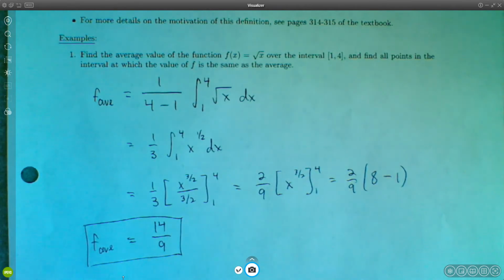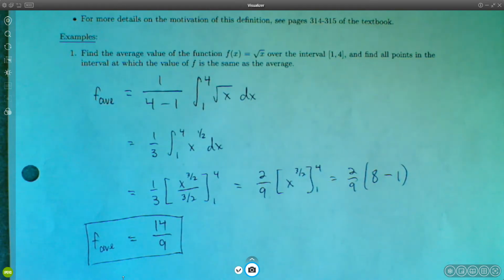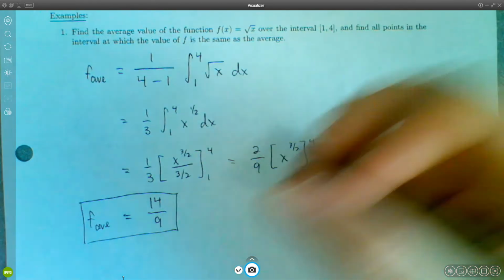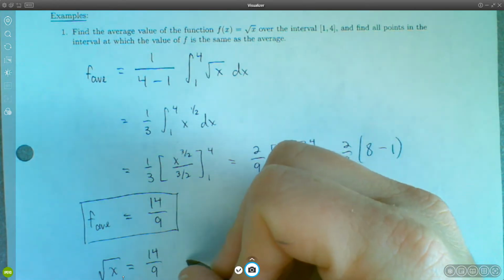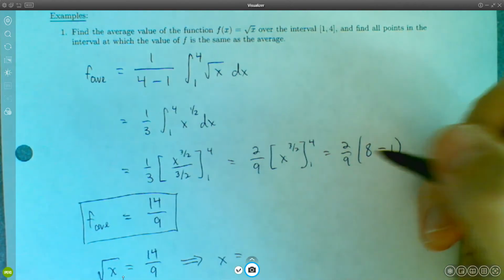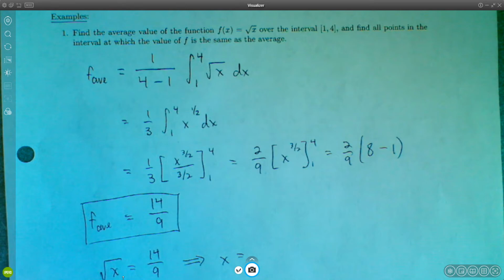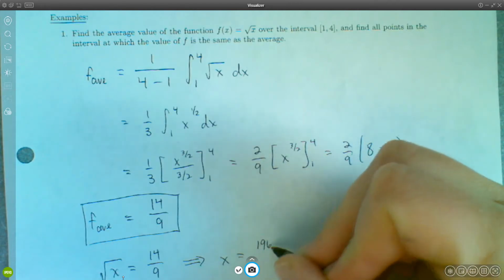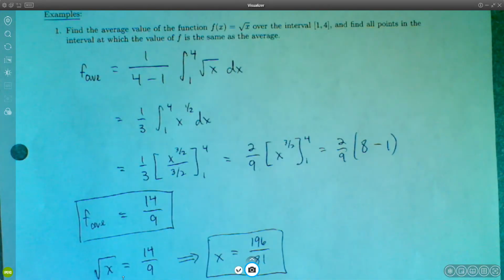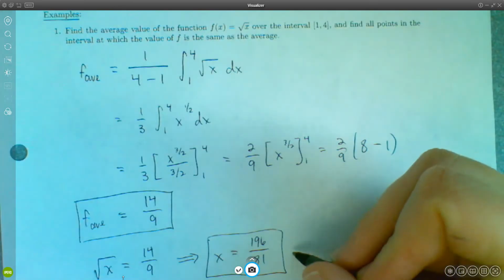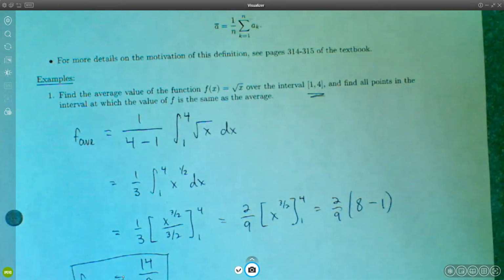14/9. Now, we're also asked to find the points in the interval from 1 to 4 where the function value is actually equal to 14/9. So that's easy to do, right? We can say, well, when is square root of x equal to 14/9? Well, we square both sides. And 14 squared, is it 289? 14 squared? No, 196. What was I thinking of with the 289 business? 196, 9 squared is 81. And there you go. I guess we should make sure that that's in the interval. It is, right? Yeah, because that's like 2.4-ish. This is about 2.4. So it's definitely in this interval, right?